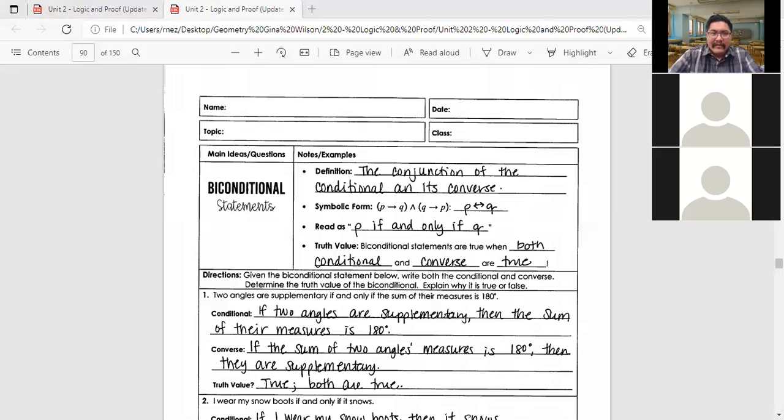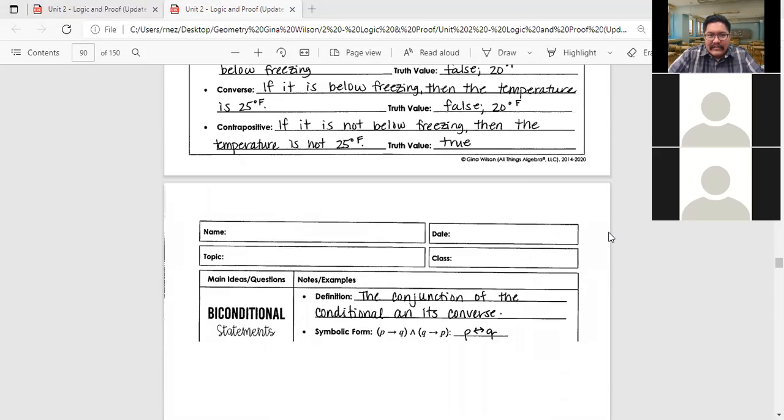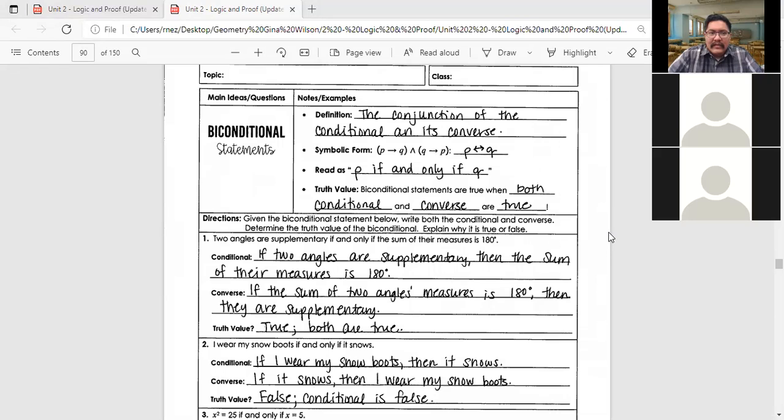Okay, oh boy. Biconditional statements. So this is kind of the same as what we just got done covering. So again, if you remember what I was saying last week when we were starting the whole thing, bi means two. So, right off the bat, that means there's a clue that we're going to be doing two of something. And conditional means, again, something that's happening. So the definition of that would be the conjunction of the conditional and its converse.